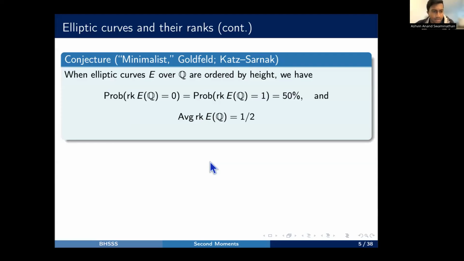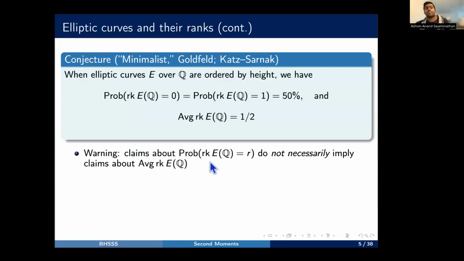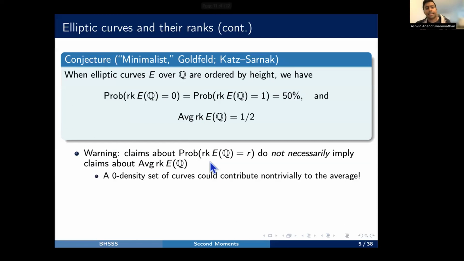Okay. Something important to note about this conjecture is that the claims about the probabilities of rank 0 and rank 1 do not necessarily imply the claim about the average rank being 1/2. You might think that they do, but they don't. And the reason is that a priori you could have some kind of zero density set of curves where the rank grows so quickly that it contributes non-trivially to the average, even though it doesn't contribute to either of the probabilities.